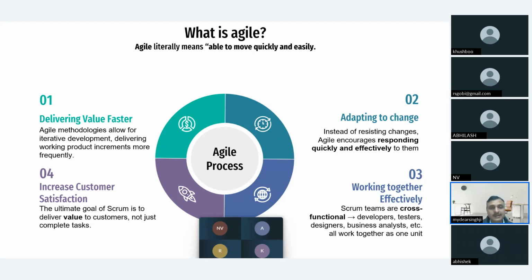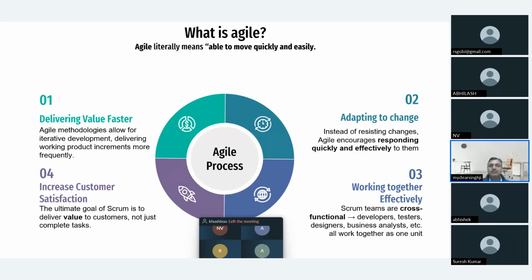The fourth thing in the Agile process is increased customer satisfaction. When we deliver value quickly, and time to time we update the customer, obviously the customer will feel the value, whatever he is looking for. So customer satisfaction automatically becomes part of Agile.